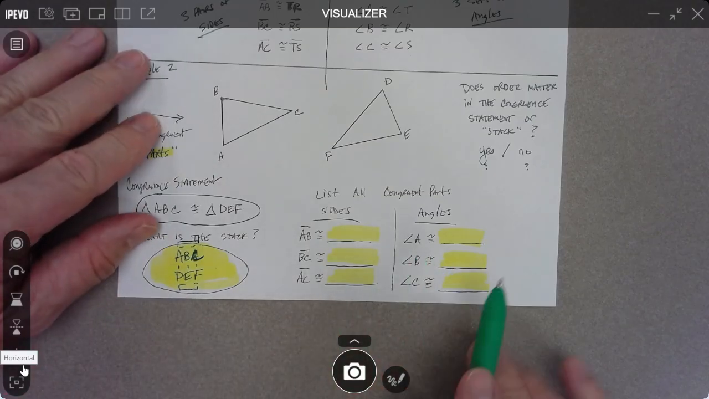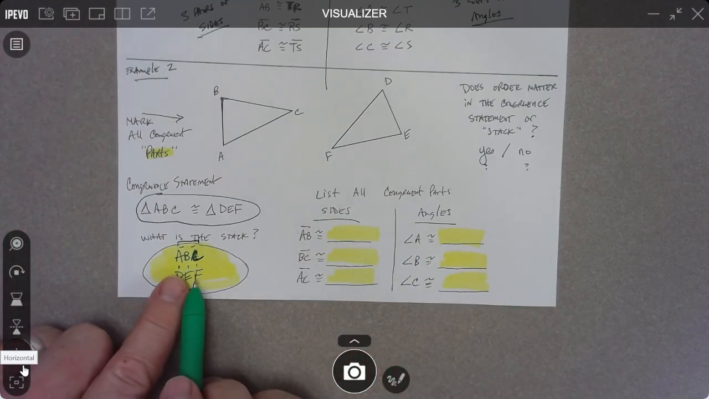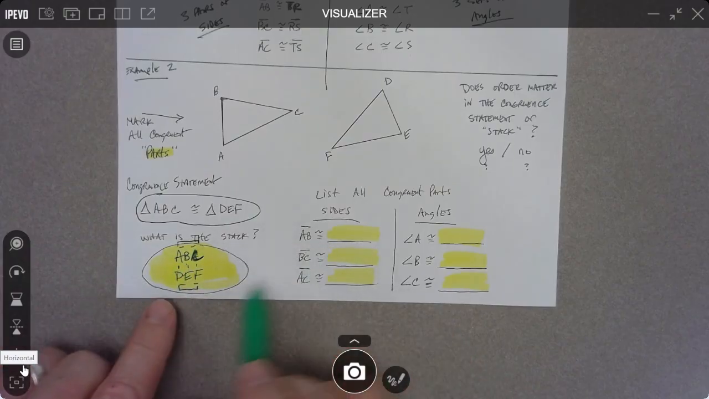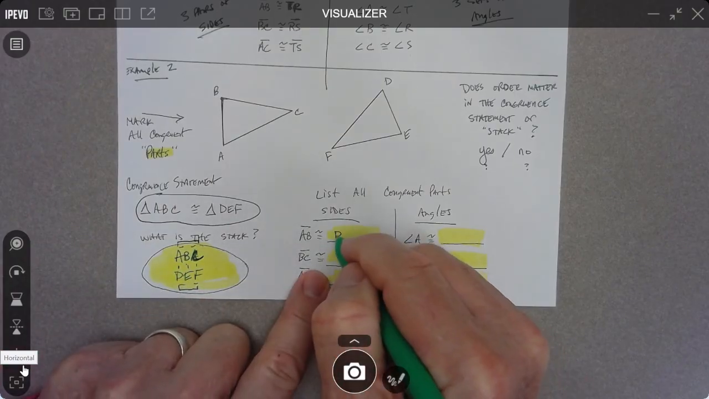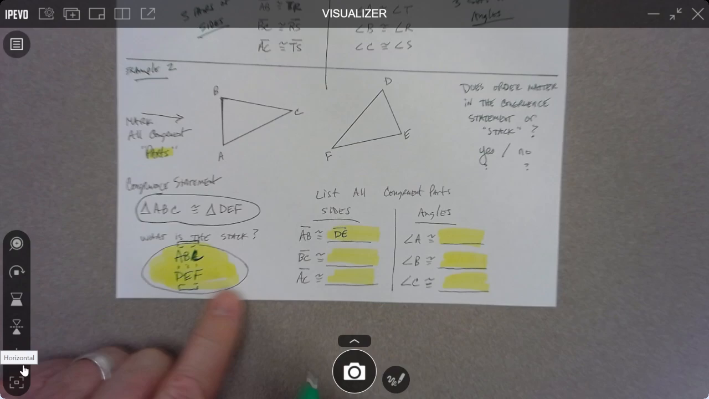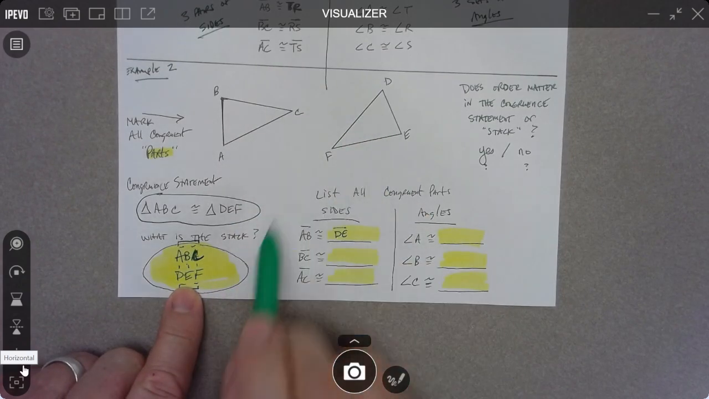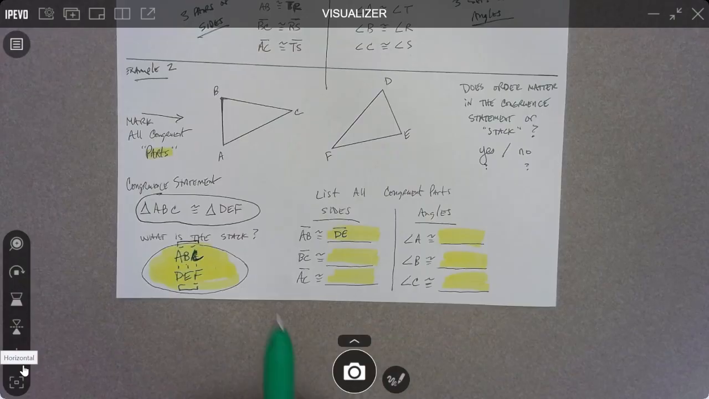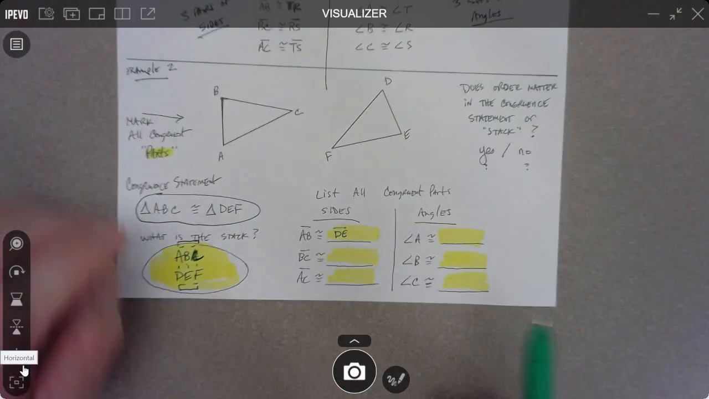I'm going to fill in the highlight. So according to my stack, AB is congruent to what? DE, right? It's easiest, I think, to look at the stack than it is to look at the triangles. I don't know if you're aware of this, but the problem is the triangles have been misoriented. It would be easy if they were laying in the same direction, right?